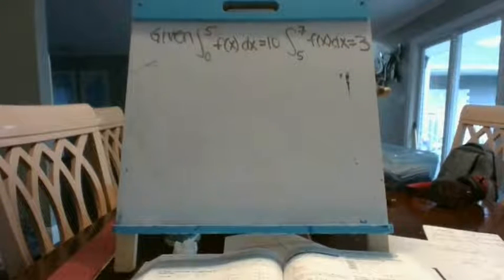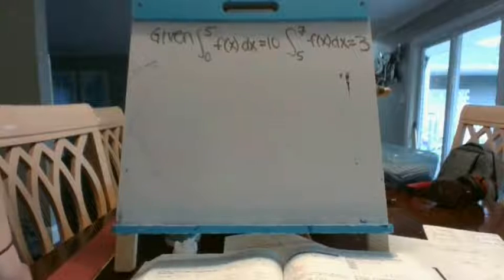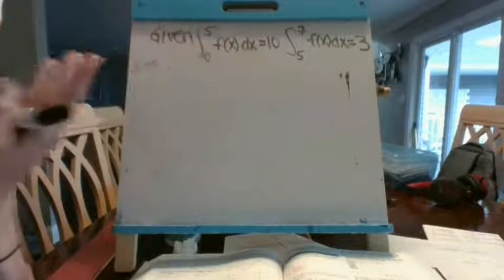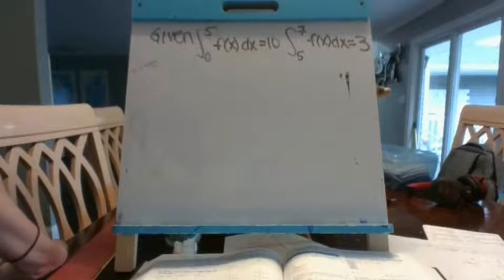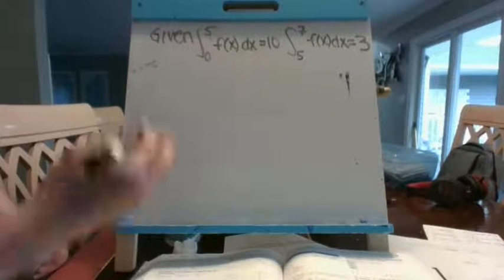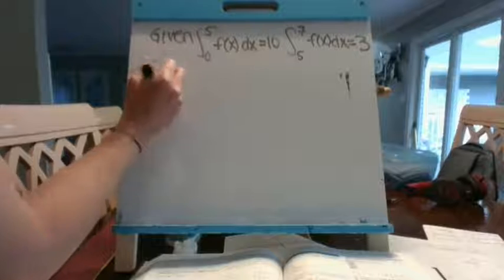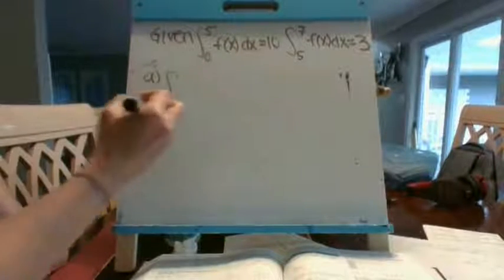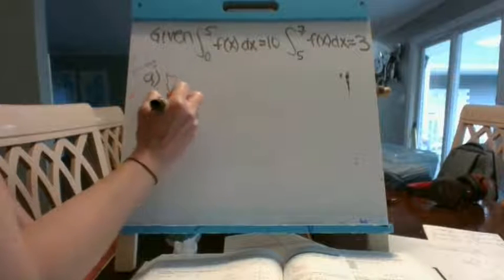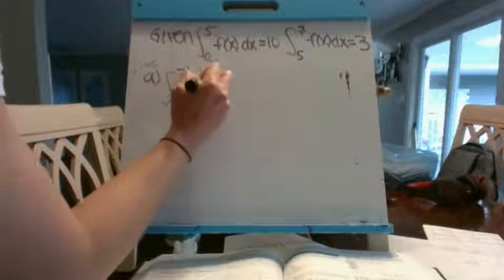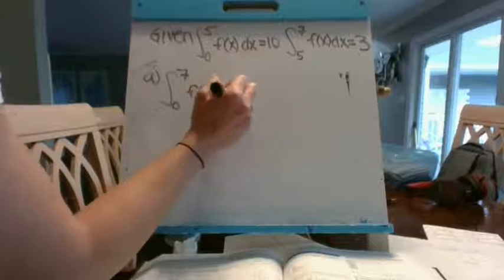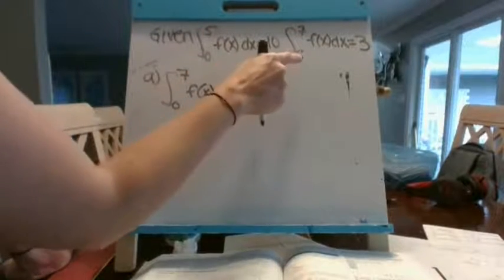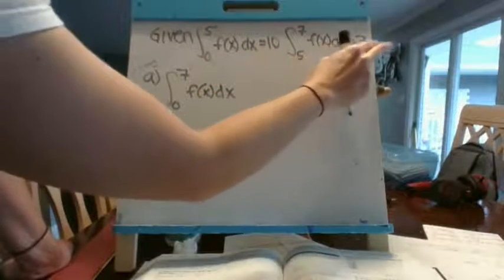All right, and then lastly, the question could look a little bit different in that they're not actually giving you the function itself. They're just giving you definite integrals of a function, and they'll ask you to find or evaluate different integrals. So check this out. Here's the information you're given. Now evaluate from 0 to 7 of f of x dx. From 0 to 5 of f of x dx is 10. And from 5 to 7, f of x dx is 3.